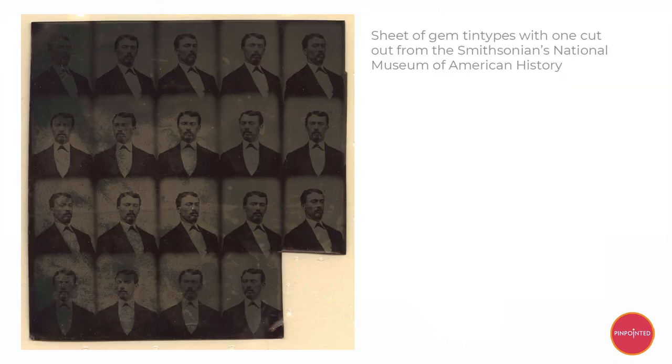And this is what a sheet of tintypes would look like, taken with a multiple camera lens and a moving back, probably, of the camera. And you would just snip them apart with tin snips or even scissors. So now that you know a little bit about the background of gem tintypes, let's talk about reselling them.